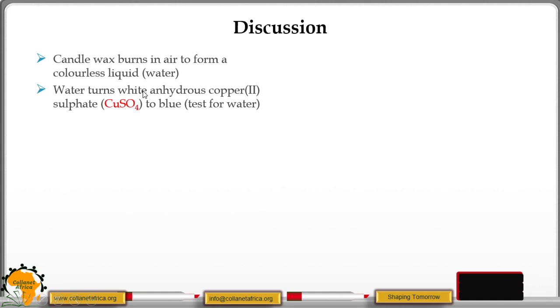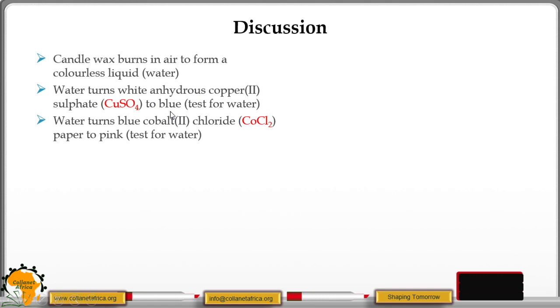So if you have a liquid and you don't know what that liquid contains, or you don't know the identity of that liquid, and once you pour that liquid in anhydrous copper 2 sulfate, and it turns the white anhydrous copper 2 sulfate to blue, then automatically you know that you have water, or the identity of that liquid is water. It's the only liquid that turns the anhydrous copper 2 sulfate from white to blue.